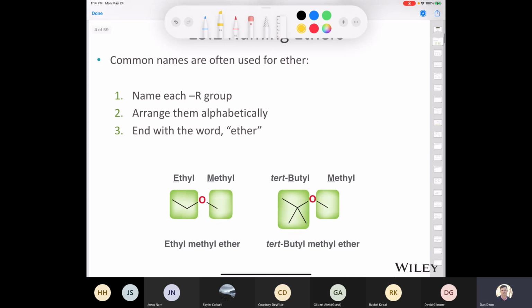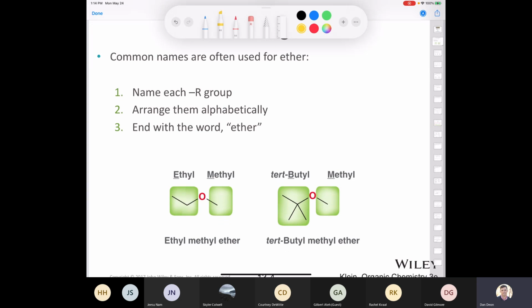Well, there's a couple of ways that we can name an ether. The first one that we're going to look at is what are called common names. And you can imagine that common names are common. We use them all the time in organic chemistry. Usually we use common names for smaller ethers, and I'm going to show you some examples now. So what we do is we look at the 2 R groups in the ether, and then we arrange them alphabetically, and then we slap the word ether on the end.